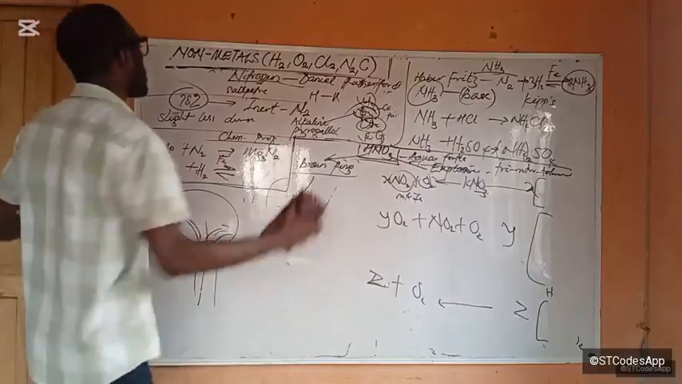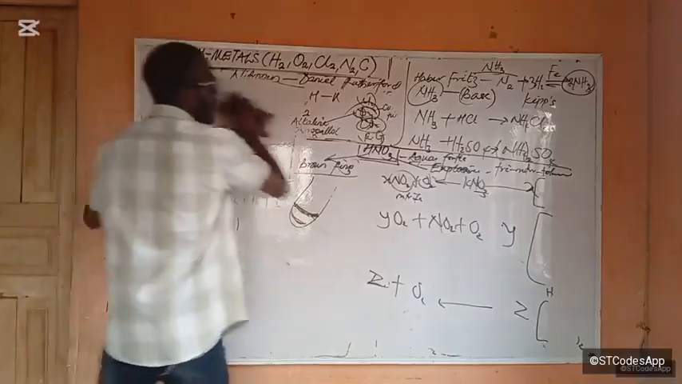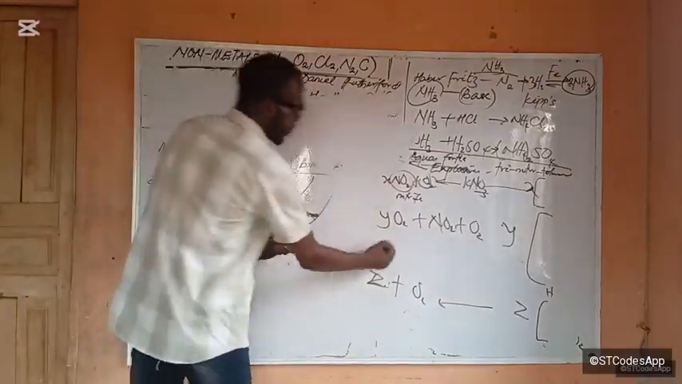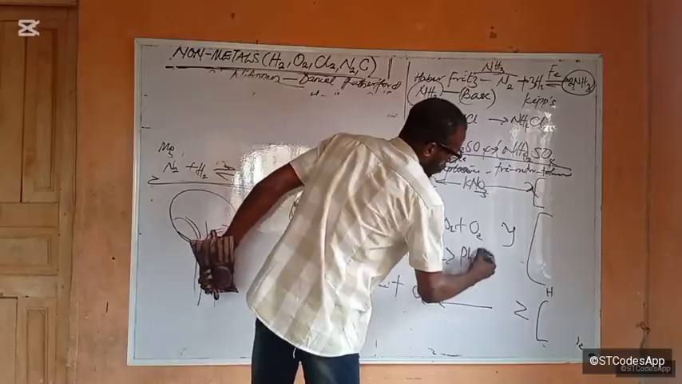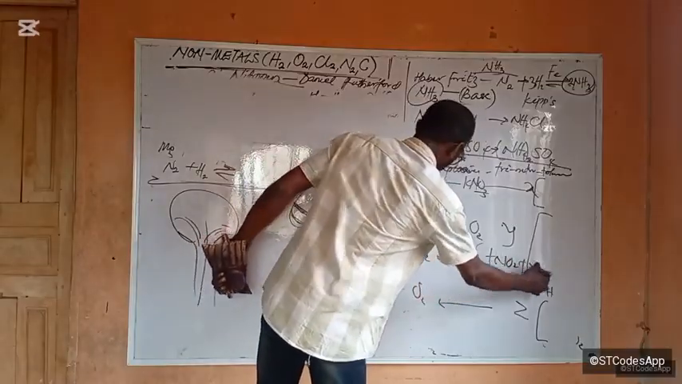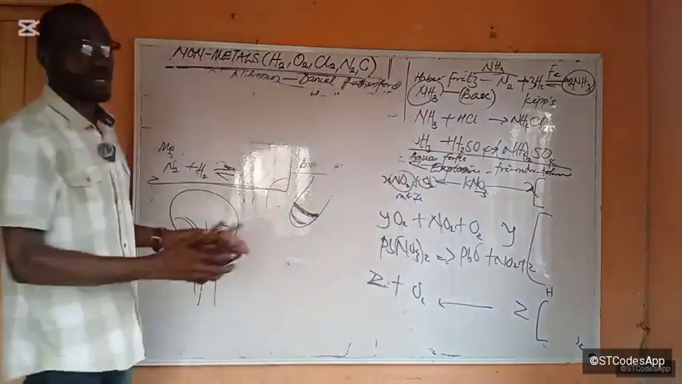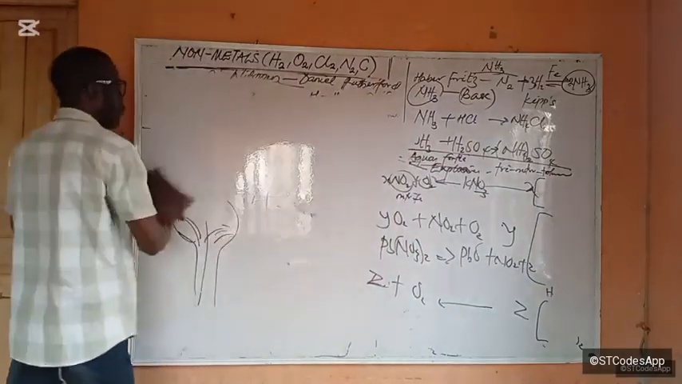Good. Let's quickly go to. So for example, if I say show me for lead. Lead nitrate will look like this: PbO plus NO2 plus O2. Exactly, that's the way it's going to break down, undergo decomposition.